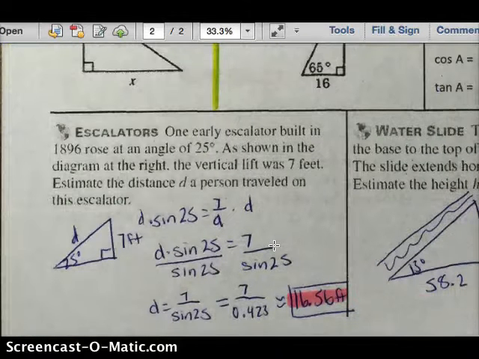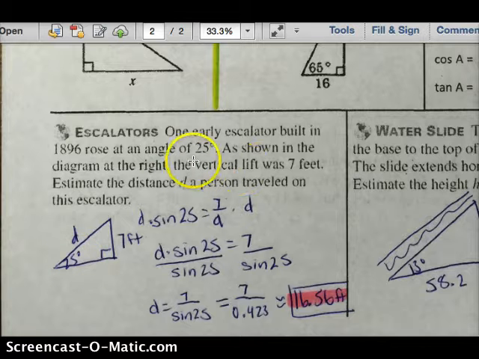Here is an escalator question. One early escalator built in 1896 rose at an angle of 25 degrees, as shown in the diagram at the right. We actually eliminated the picture to challenge you in drawing one. The vertical lift was 7 feet. Estimate the distance D a person traveled on this escalator. So escalators are commonly found in restaurants, tall buildings, or more popularly in malls, like you want to go to the second floor. So rose at an angle of 25 degrees is basically your angle of elevation. So from the ground and then going up is 25 degrees.